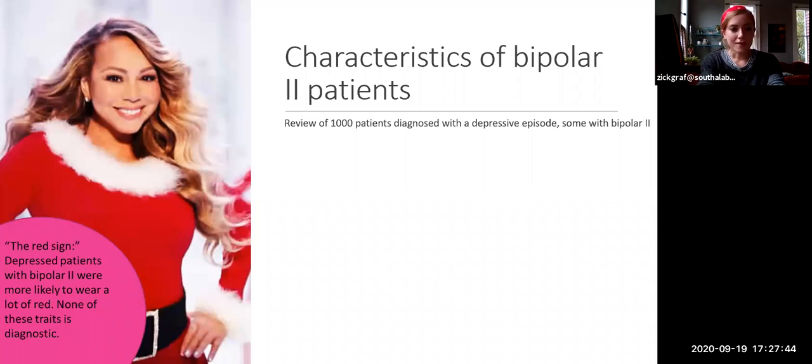So this is another study. It's what's known as a chart review study, where researchers basically go back and read all of the medical records of people with a specific diagnosis that they're interested in. This was a chart review study of 1,000 patients who were diagnosed with a depressive episode. The goal of the study was to distinguish between the ones who had unipolar depression and the ones who had bipolar 1 or 2.